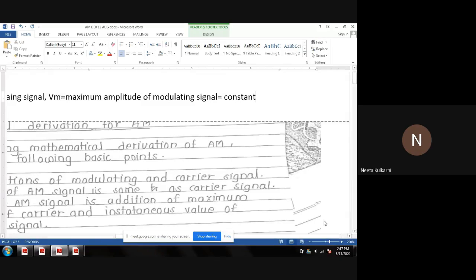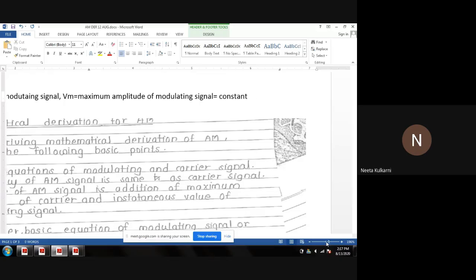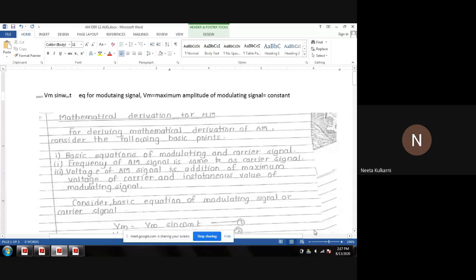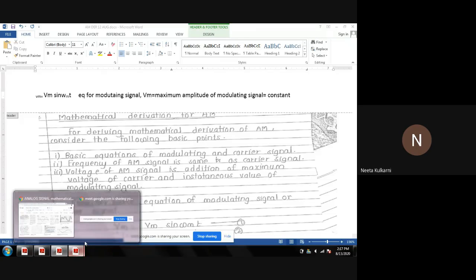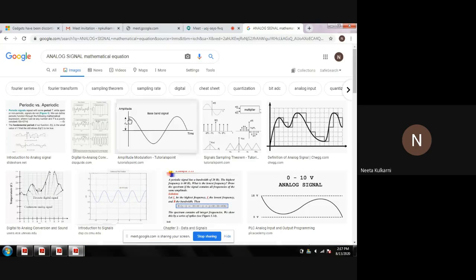Suppose I say this particular signal, any analog signal is having modulating signal, any modulating signal, त्याचं मॅक्झिमम एम्प्लिट्यूड जे आहे ते फिक्स असतं. आता ही जर तुम्ही साइन वेव्ह कन्सिडर केली इथली, तर ही Vm ची व्हॅल्यू काय राहणार आहे, कॉन्स्टंट राहणार आहे. Whatever is this maximum voltage, that maximum voltage is going to remain constant.